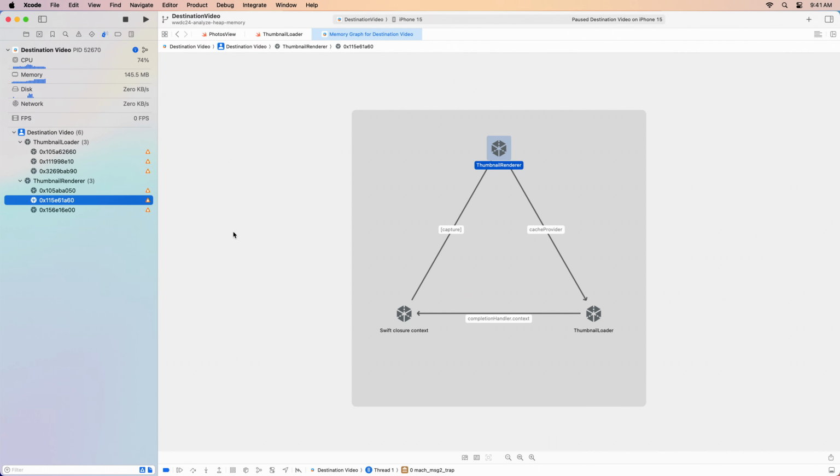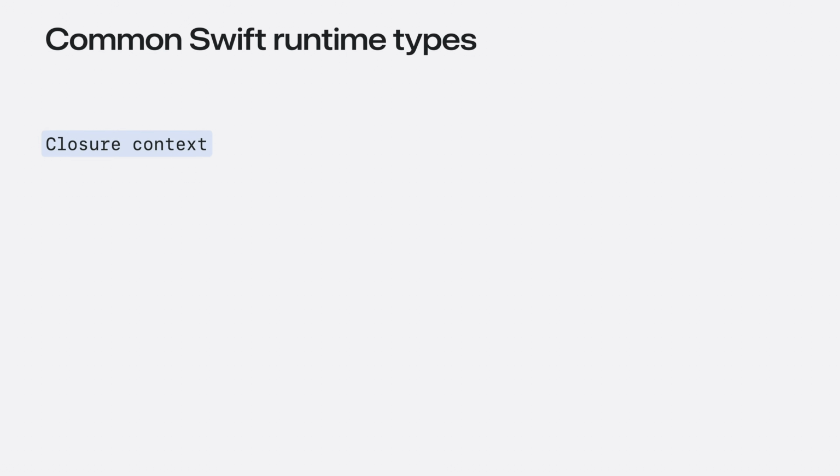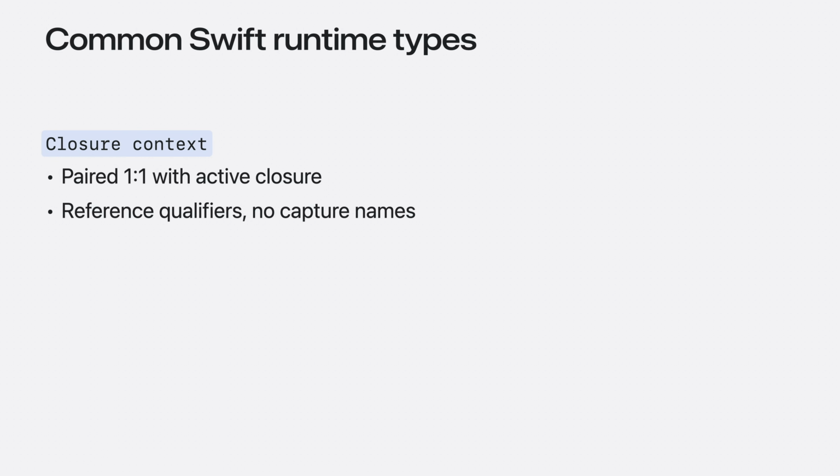This looks like a small reference cycle between a thumbnail renderer, a thumbnail loader, and a closure context. But what's the closure context for? Let's talk about that for a minute. When Swift closures need to capture values, they allocate memory on the heap to store the captures. The memory graph debugger labels these allocations as closure contexts. Each closure context in your app's heap corresponds one-to-one with a live closure.